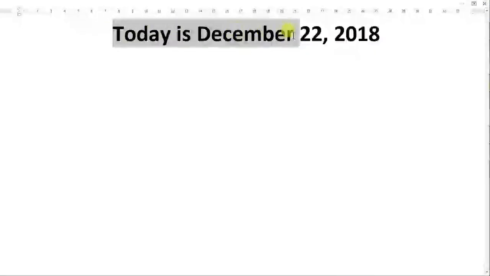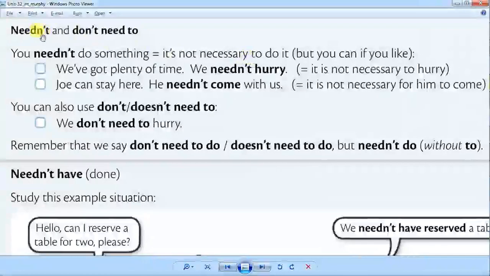So today is December 22nd, 2018. Now let's talk about need and needing and don't need to.